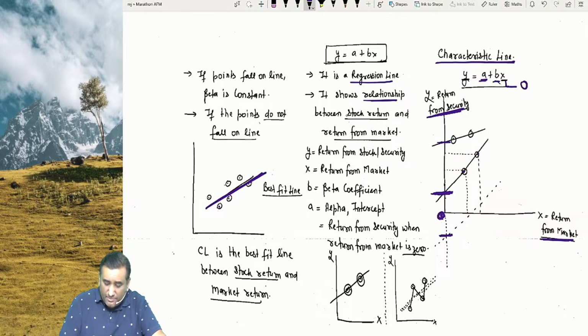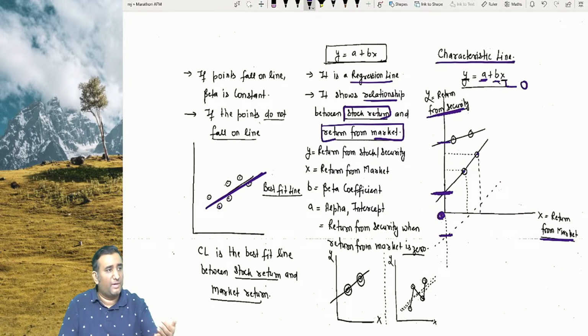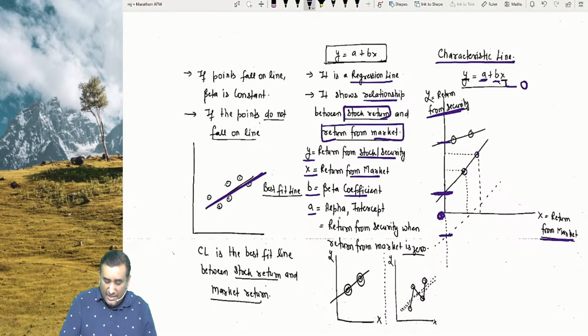It shows the relationship between stock return and market return. And when you use this language, stock return and market return, you're actually talking about beta. It's a movement between both of them. Y is return from security, X is return from market, B is the beta coefficient, A is the alpha intercept. The plain vanilla language is it's the return from a security when return from market is 0. That means if the market is giving you 0 return, then what is the return from the security?